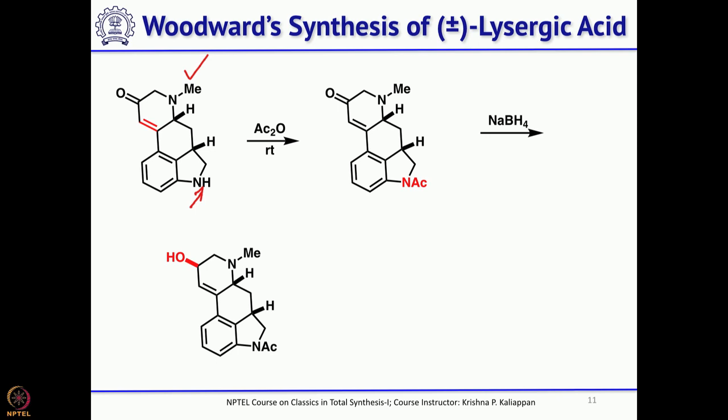Then the alpha beta unsaturated ketone was selectively reduced to get the corresponding allylic alcohol. And once you have the allylic alcohol, it requires two steps to introduce a carboxylic acid synthetic equivalent. The synthetic equivalent for carboxylic acid in this case is cyanide. If you can introduce cyanide, then cyanide can be hydrolyzed to carboxylic acid.